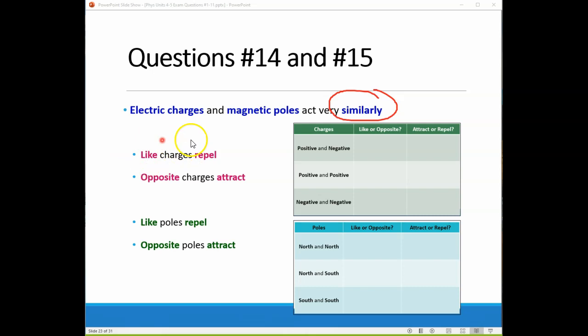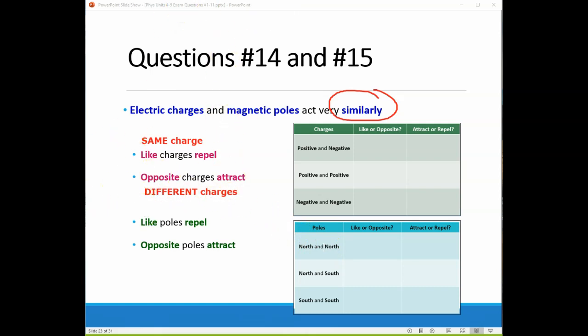So remember that like charges always repel, so that means if we have two charges that are the same charge, then they are going to repel, whereas if they are opposite charges, meaning different charges, so a positive, negative, or you could have the reverse, negative and a positive, then in those cases, those would attract.